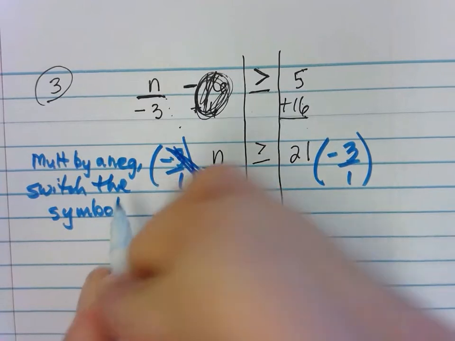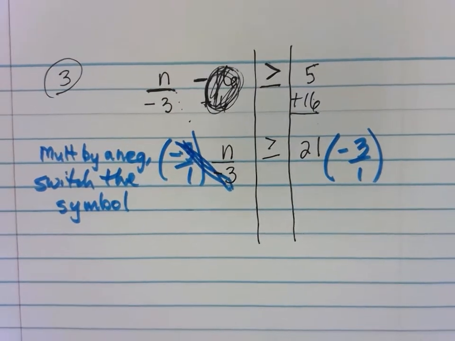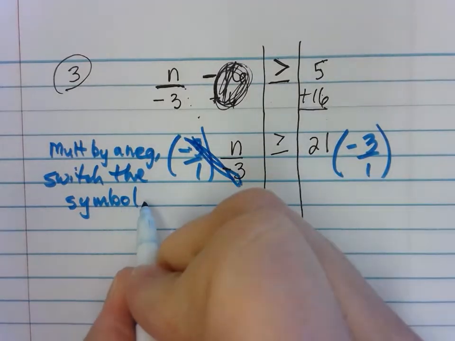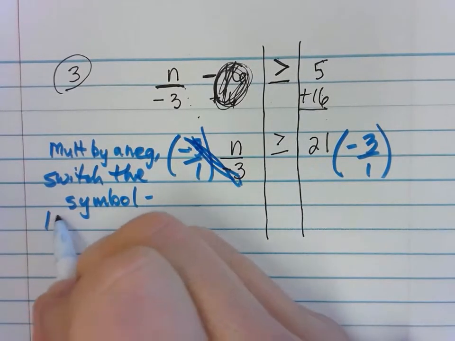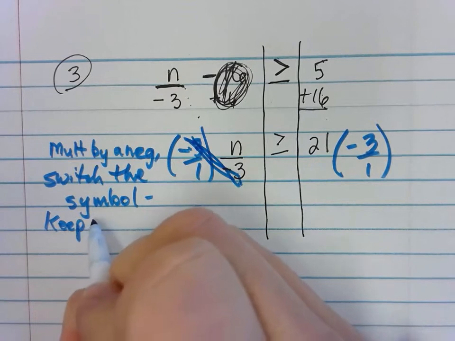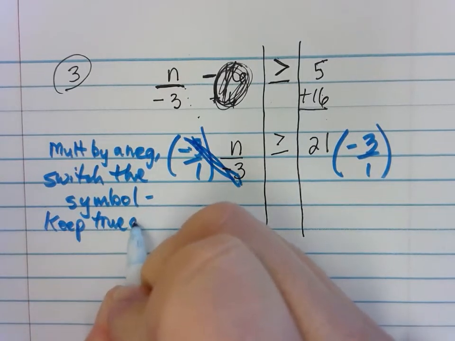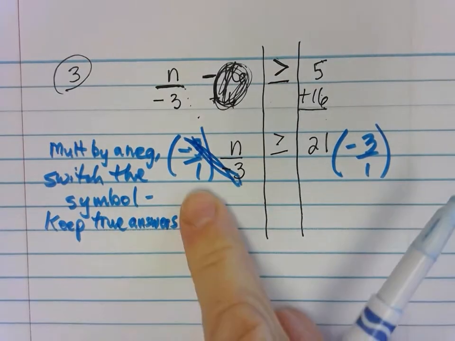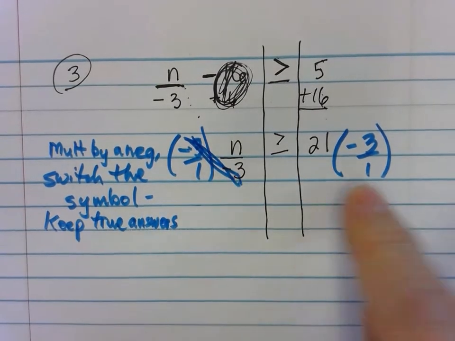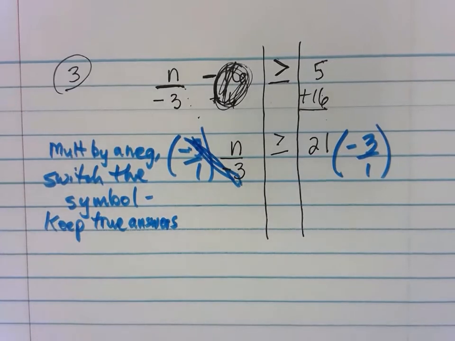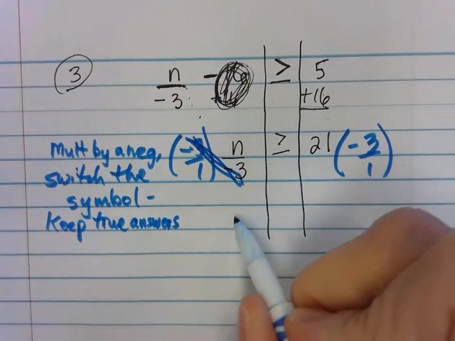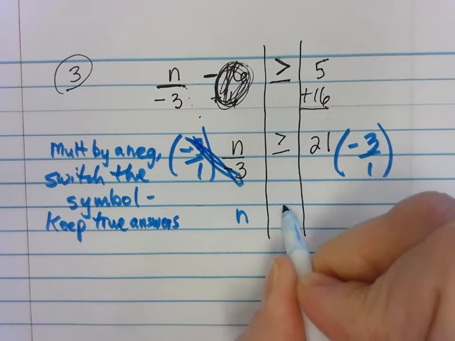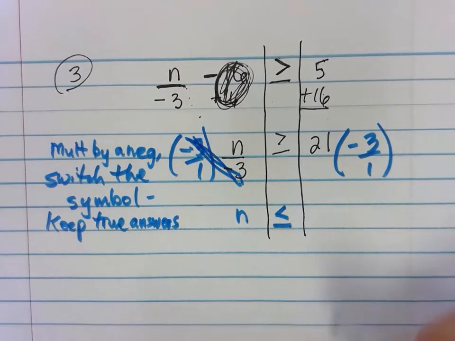Okay, so anytime you multiply or divide by a negative, switch the symbol. Why are we switching the symbol? Okay, that keeps the answers true. So we want to keep true answers. We don't want to shade the false ones. We want to shade the true ones. So when we multiply by that negative, we got to switch that symbol around. So now instead of being N is greater than or equal to, it's going to be N is less than or equal to.